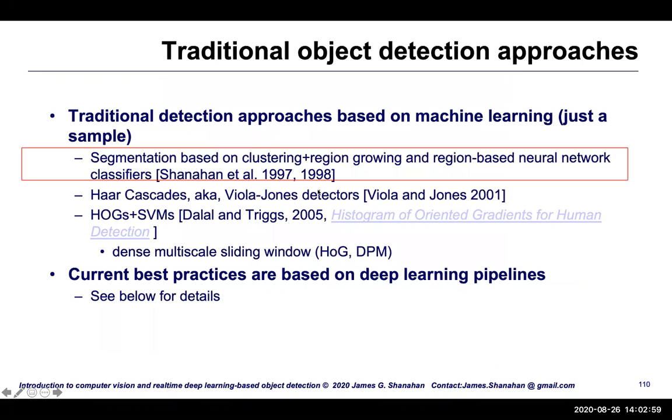So traditional approaches to object detection were largely based upon doing clever feature engineering and then passing those representations onto, say, a support vector machine. And we'll see that in a moment. And that was combined with other tricks as well, such as these multi-scale sliding window approaches.